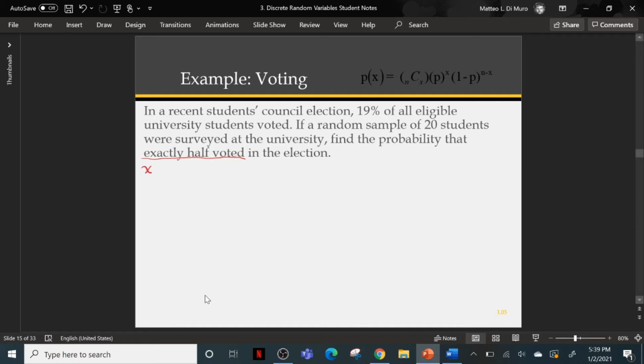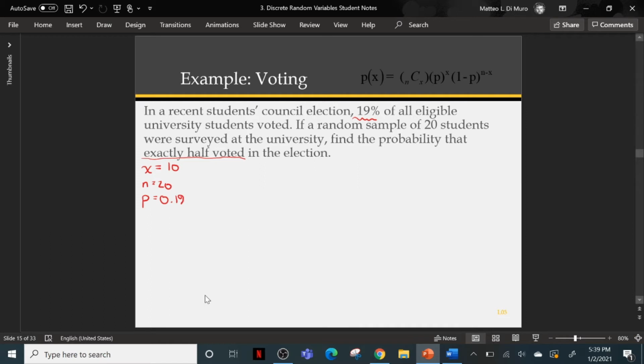Well, x is how many successes are we looking for? So if voting is a success, we're looking for exactly half of them voting in our sample. Our sample size was 20, so half of 20 is 10. Now, it says the probability of voting is 19%. Okay, so we're going to write p equals 0.19.